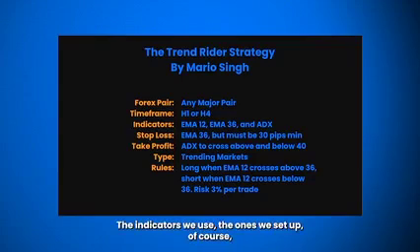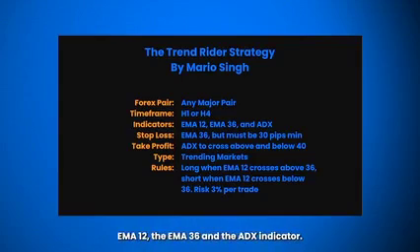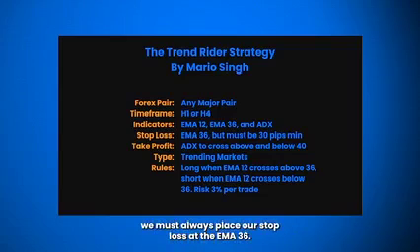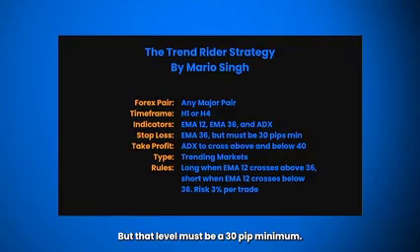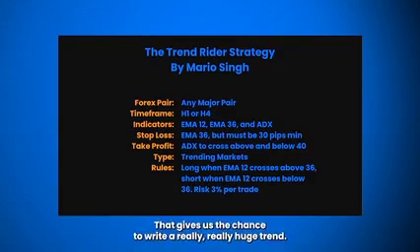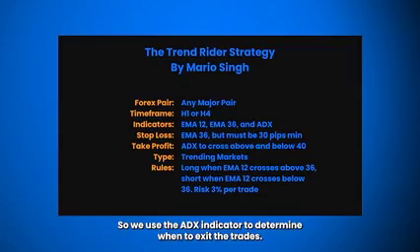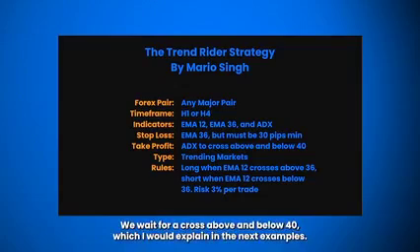The indicators we use, the ones we set up, of course, the EMA 12, the EMA 36 and the ADX indicator. Now, in terms of our stop loss on the trade, we must always place our stop loss at the EMA 36, but that level must be a 30 pip minimum. Our take profit is not predefined. That gives us the chance to ride a really huge trend. So we use the ADX indicator to determine when to exit the trade. So we wait for a cross above and below 40, which I'll explain in the next examples.